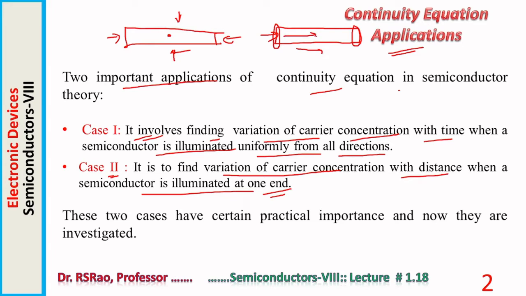The carriers start moving towards the other end. While moving, of course, recombination happens, and concentration falls. How concentration falls along the length of the semiconductor slab is the matter to be investigated under case 2. These two cases have certain practical importance and now they are investigated.